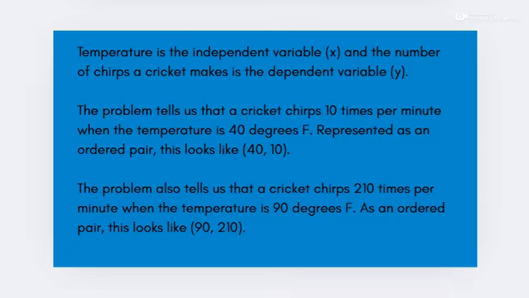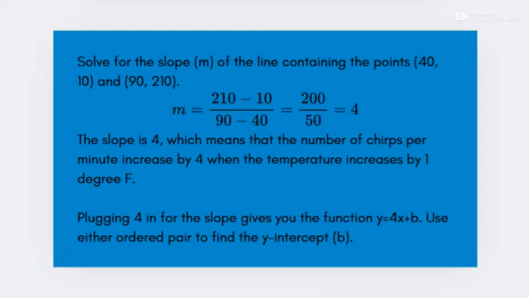The problem also tells us that a cricket chirps 210 times per minute when the temperature is 90 degrees Fahrenheit. As an ordered pair, this looks like (90, 210). Solve for the slope m of the line containing the points (40, 10) and (90, 210). So we have 210 minus 10 over 90 minus 40, which simplifies down to 200 over 50, which is 4. The slope is 4, which means the number of chirps per minute increase by 4 when the temperature increases by 1 degree Fahrenheit. Plugging 4 in for the slope gives you the function y equals 4x plus b.